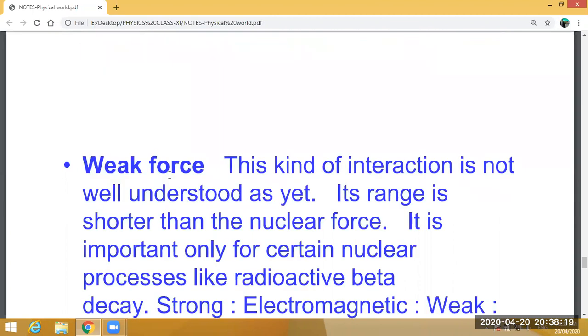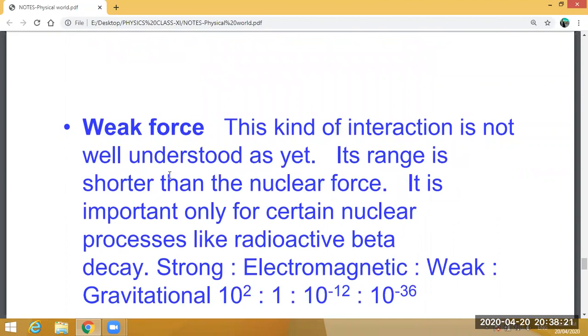Now come to the point, weak force. Nuclear force can further be arranged. Out of the three fundamental forces, we have to check which one is the strongest and which one is weak. The weak force is a kind of interaction that is not well understood as yet, and its range is shorter than the nuclear force.